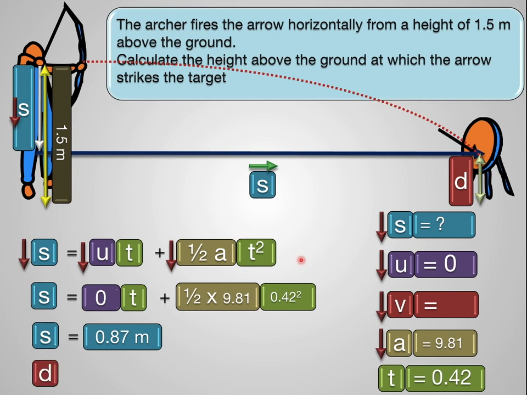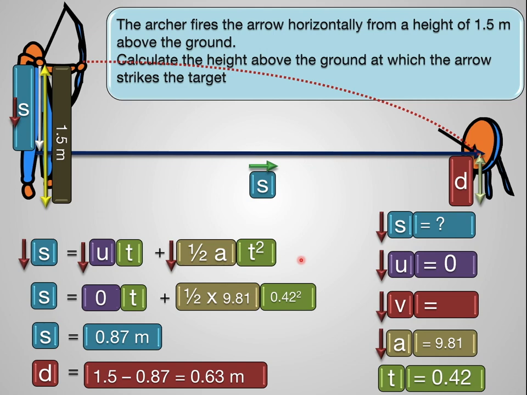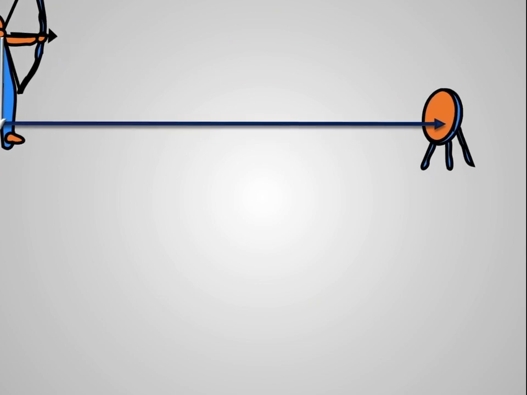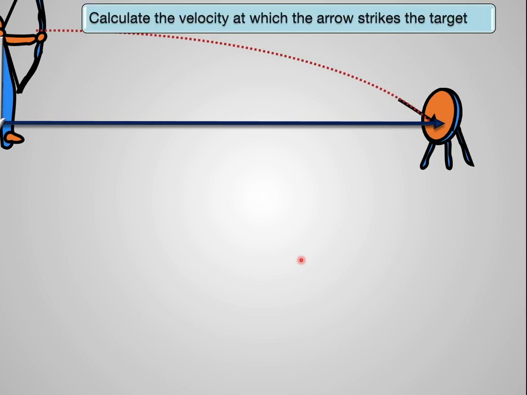Now how do you find d? Just subtract from 1.5. So 0.63 meter is the answer. Now let's find, for the same question, a third quantity, that is the final velocity. This final velocity you are asked to find.